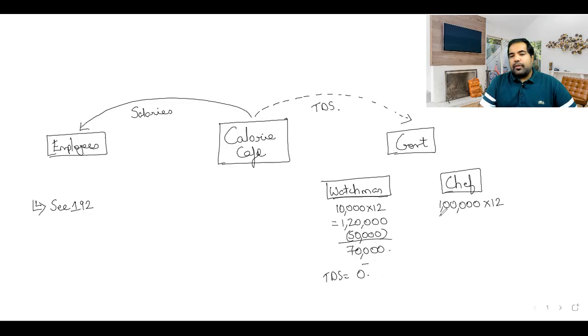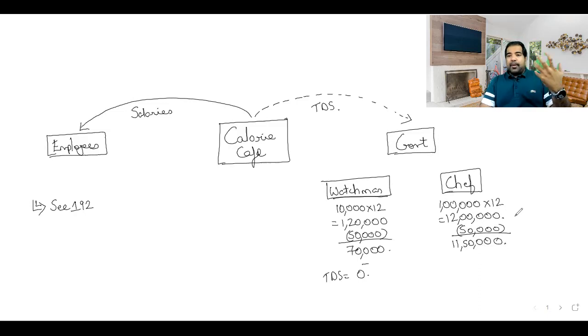Into 12 is, let's say, 12 lakh rupees. Next, he can minus 50,000 rupees standard deduction. So that becomes 11 lakh 50,000 rupees. Let's say the chef has other incomes, so he will tell you what other incomes he has. If he tells you, you almost become like a CA. This is the calculation done by Calorie Cafe for the chef. The chef will say, I have other incomes, maybe some rental income, interest income, etc. If he does not tell you, you will take only this income. He can also tell you the house property loss.